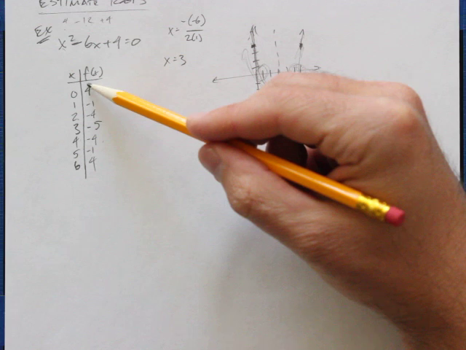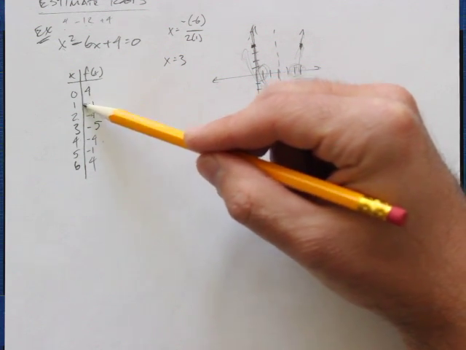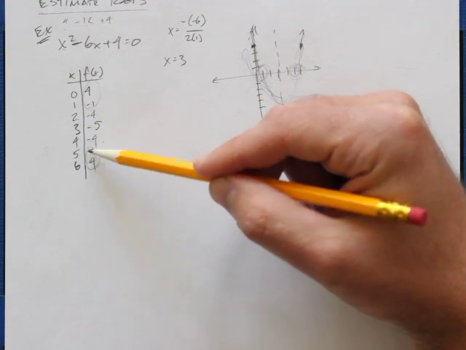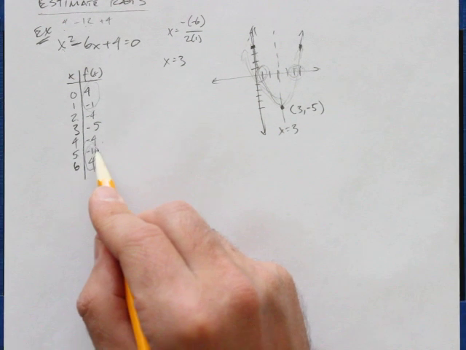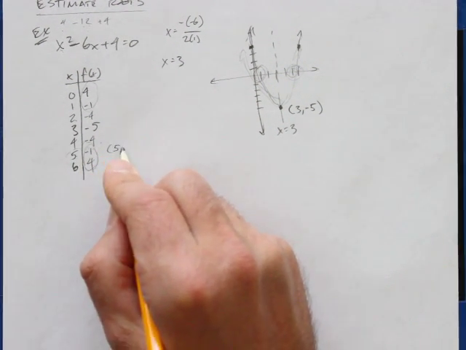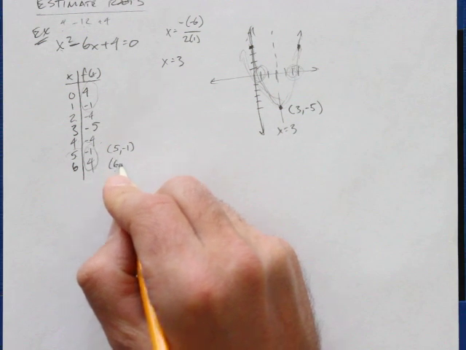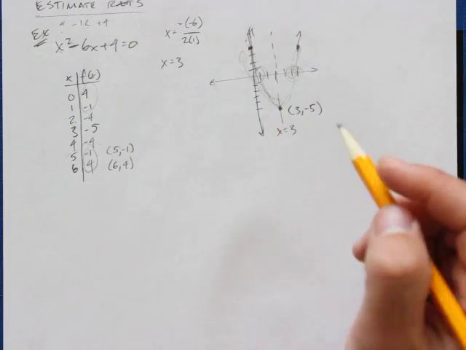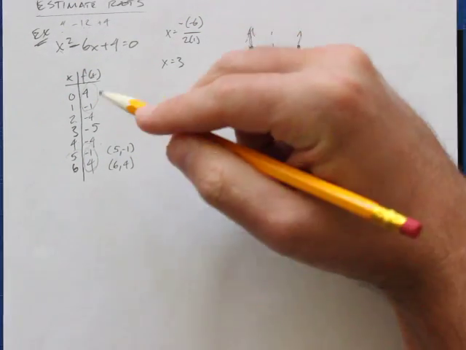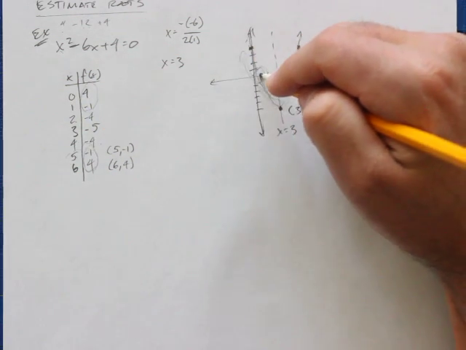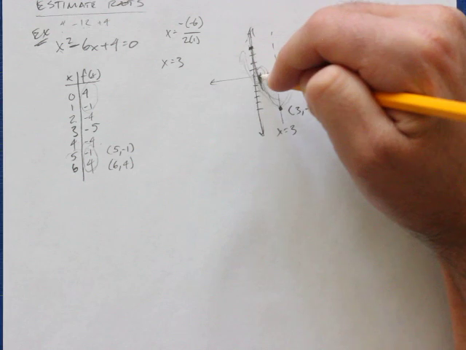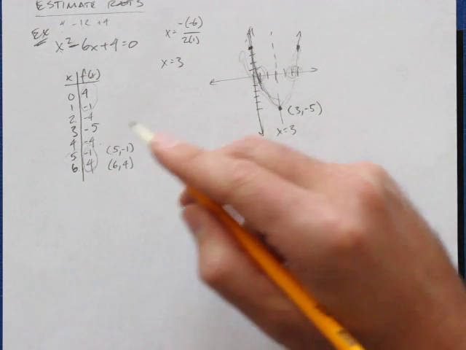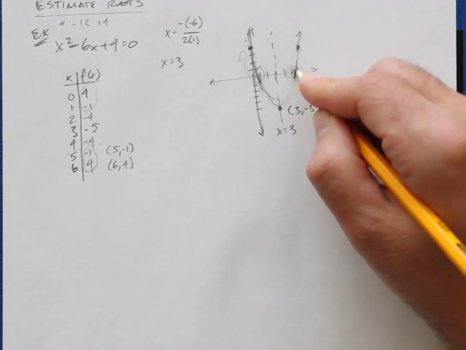So let's look at these points. Look right here where it goes from positive to negative. Stays negative, stays negative, stays negative. Oh, here's another one, negative to positive. That means between these 2 points, between 5, negative 1, and 6, positive 4, the graph crosses the x-axis. So somewhere right here between 0 and 1, my parabola is going to cross the x-axis. Same here between 5 and 6, it's going to cross somewhere in there.